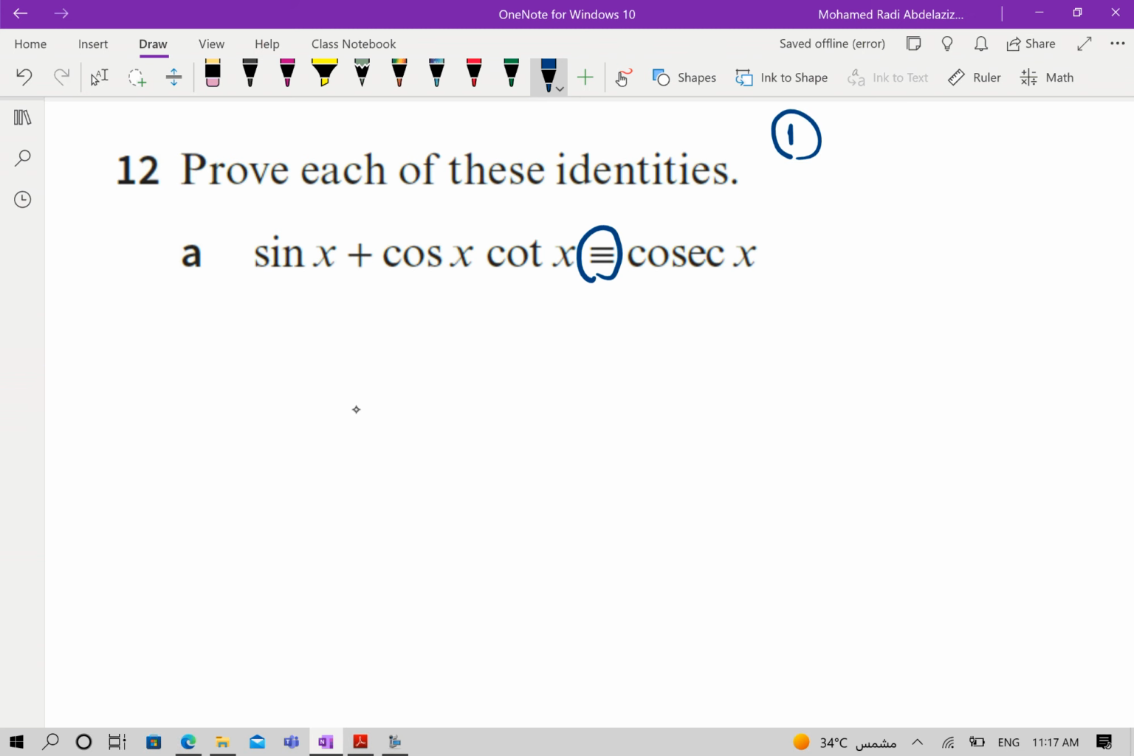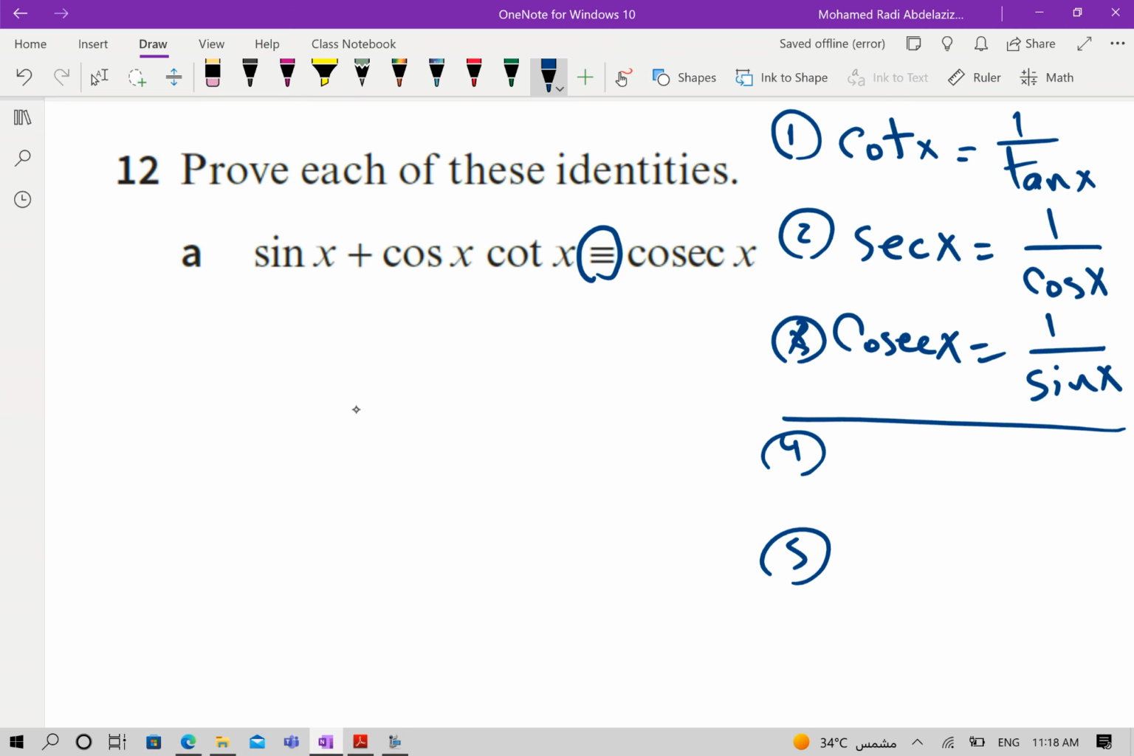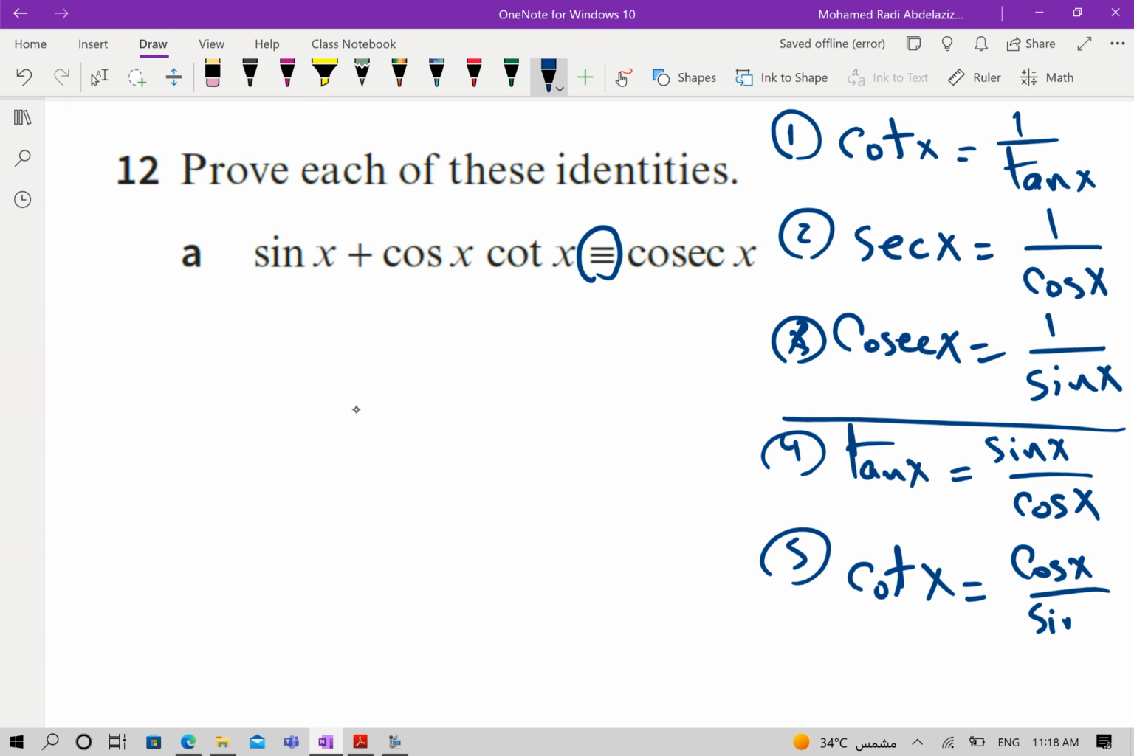Number 1. If we have, say, cotan x, remove it and write what? 1 over tan x. Number 2, if we have sec x, remove it and write what? 1 over cosine x. If we have cosec x, 1 over sine x. Number 4 and 5, tan and cotan. Tan x equals sine x over cosine x. Cotan x equals cosine x over sine x.